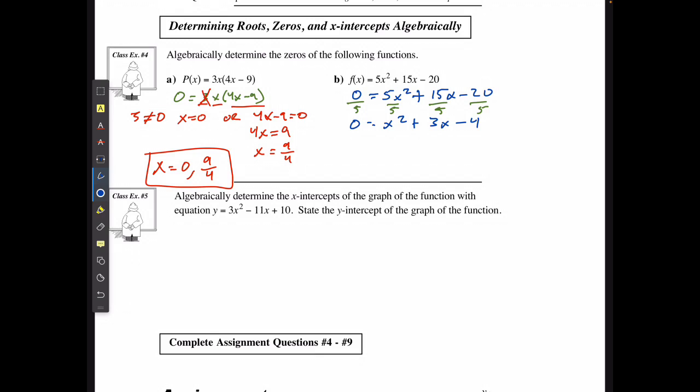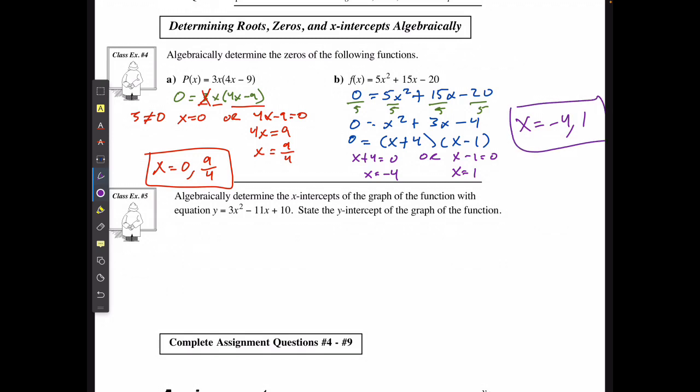I'm going to factor this and say that 0 is equal to x plus 4 and x minus 1. And then I'm going to solve the possibilities. Either x plus 4 is equal to 0 or x minus 1 is equal to 0. This would give me x is equal to negative 4. This is going to give me x is equal to positive 1, which means that x is either going to equal negative 4 or positive 1. And those are my two zeros.